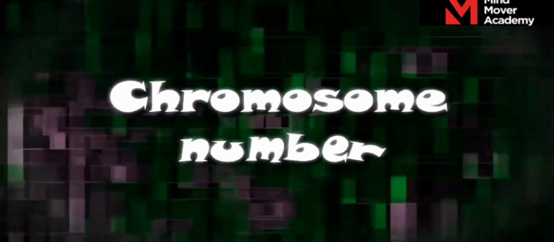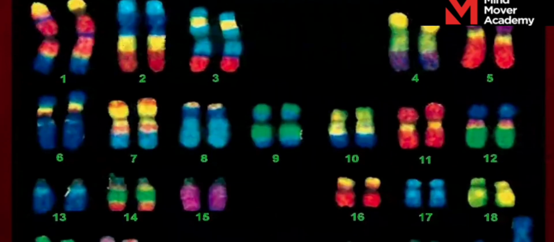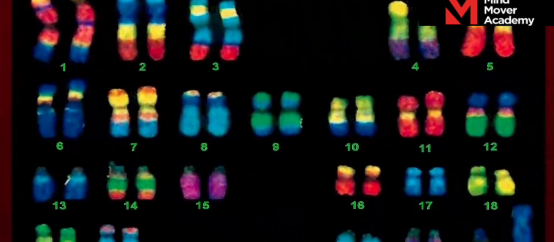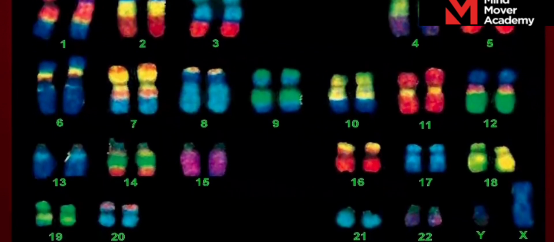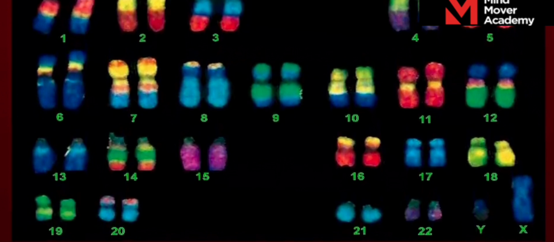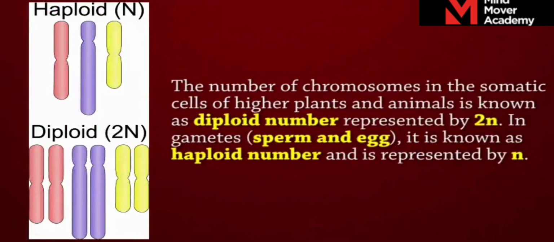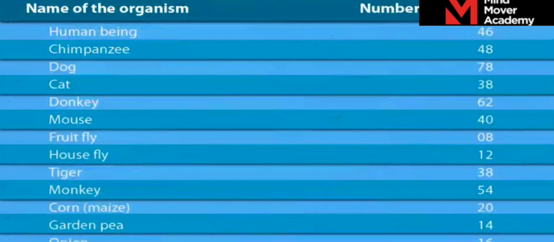Chromosome number. The number of chromosomes is constant for all individuals in a species, and each one of them has a fixed and equal number of chromosomes. The number of chromosomes in the somatic cells of higher plants and animals is known as diploid number, represented by 2n. In gametes, sperm and egg, it is known as haploid number and is represented by n. The chromosome number of some plants and animals is given in the table.